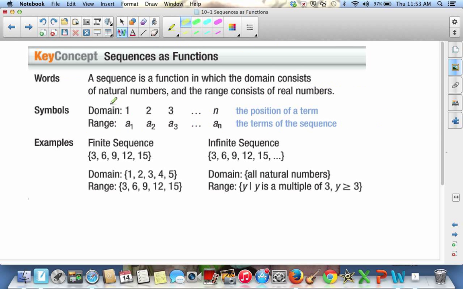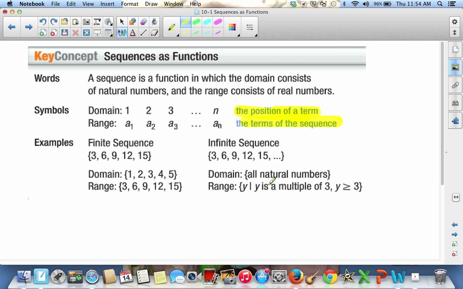With a sequence, it is a function in which the domain is the number of the term, or in this case, the position of the term. So essentially we have a table with the position of each term. So this is the first term, second term, third term, and so on. And then the range is going to be the terms in the sequence. So when we make tables, your domain is always going to be the position, and the term is always going to be the range. So here's a finite sequence where it ends, infinite where it goes on, dot, dot, dot.